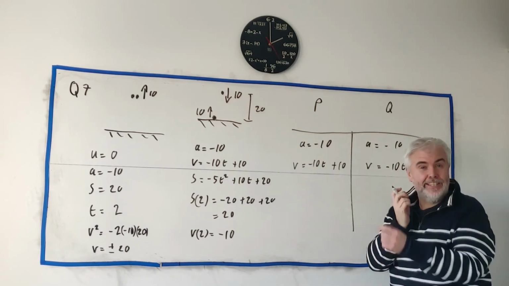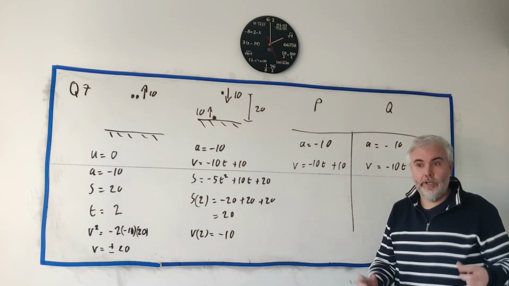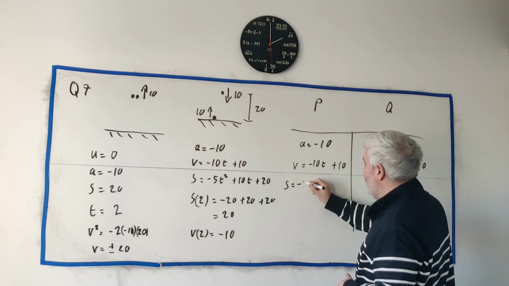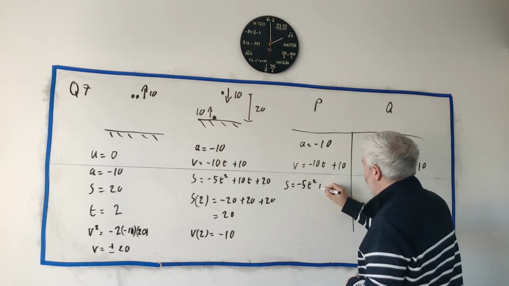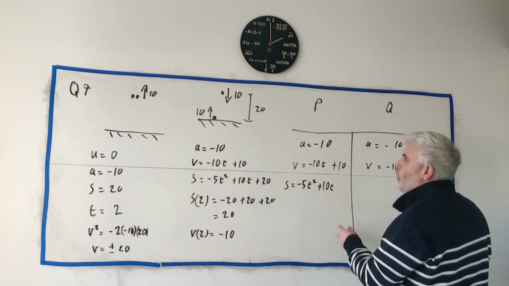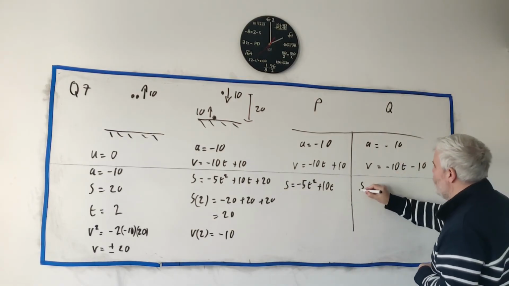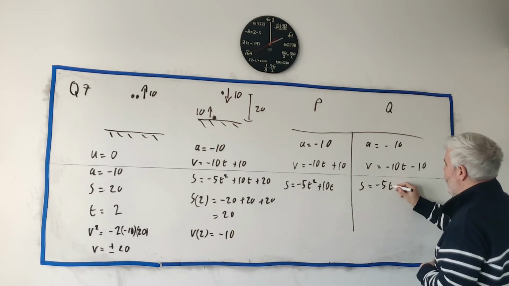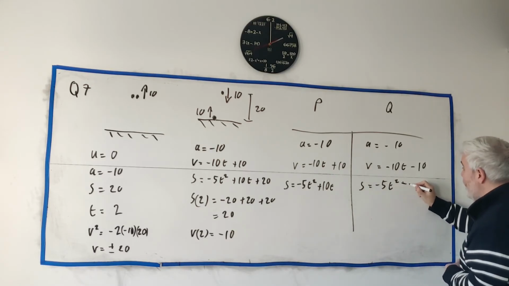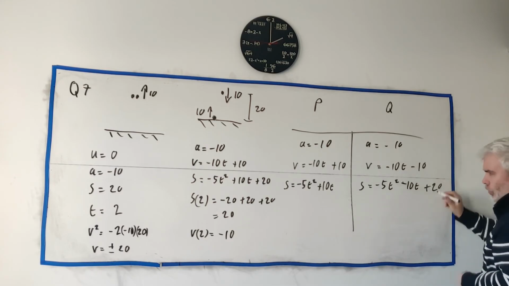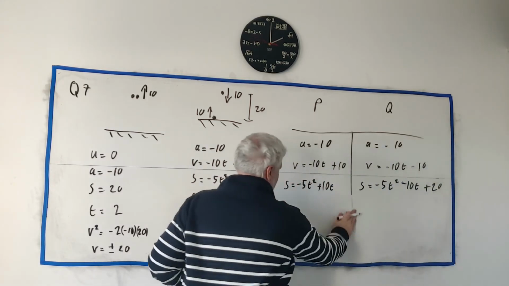So where are they? It's important because we want to know where they meet. So P's displacement is minus 5t squared plus 10t. And where is P? He's on the ground, so we don't have to add anything on. And where is Q? Q is at minus 5t squared minus 10t. And where is he? He's 20 up in the air. Plus 20.